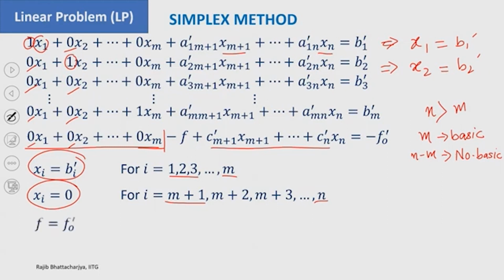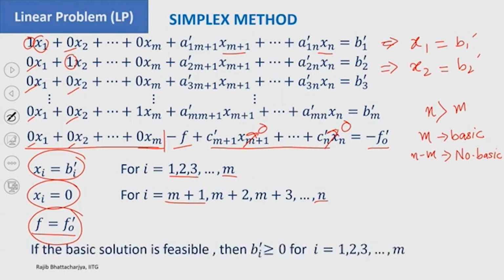So, I am getting one solution here, and from the last equation I can write f equal to f0 dash. I am getting the objective function value also from the last equation, because the non-basic variables are equal to 0. So, f equal to f0 dash. If the basic solution is feasible, then whatever you are getting, this bi dash must be greater than or equal to 0 for i equal to 1 to m.